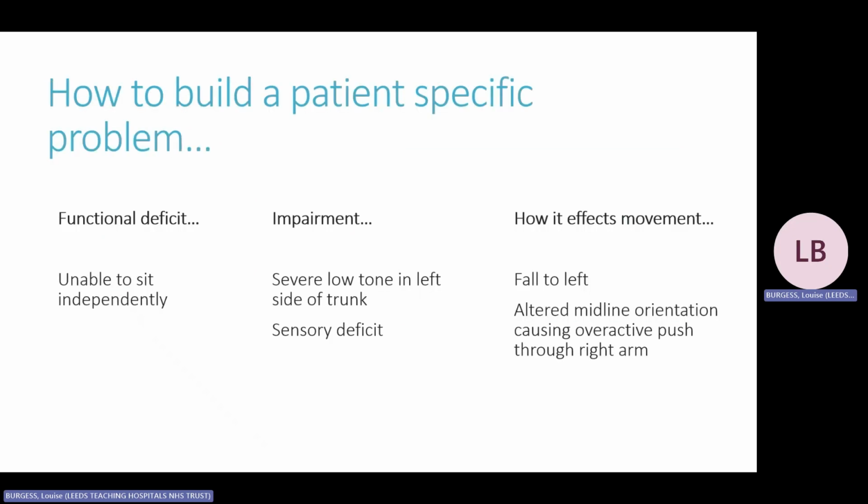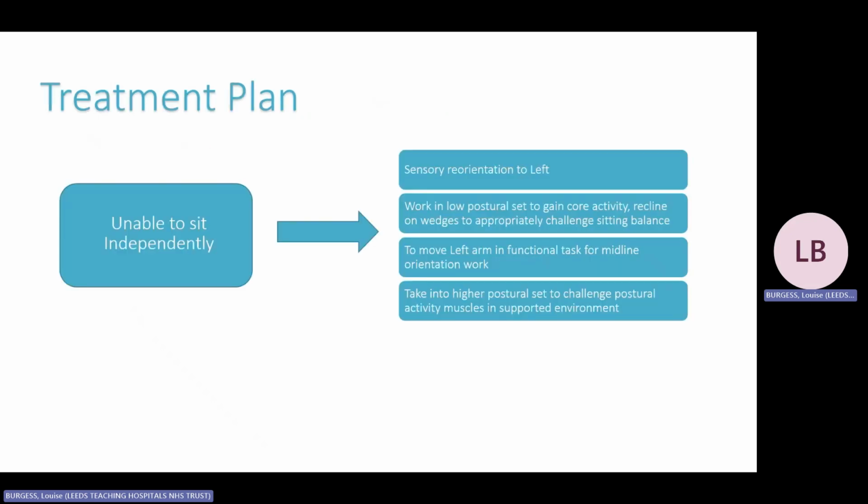So by completing the problem list, or problem: functional deficit, impairment, how it affects movement, that helps us to think about our treatment plan, which is already what I've just said. I just moved the slide. So if they want to be able to sit independently, then we need to work on sensory reorientation to the left. We need to be able to work in lower postural sets to get core activity. And so on, depending on what the person has.